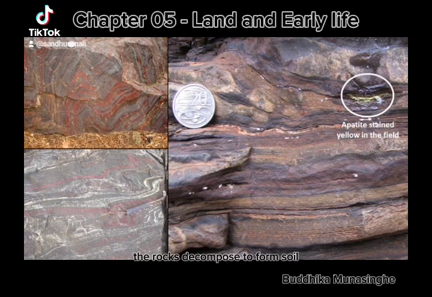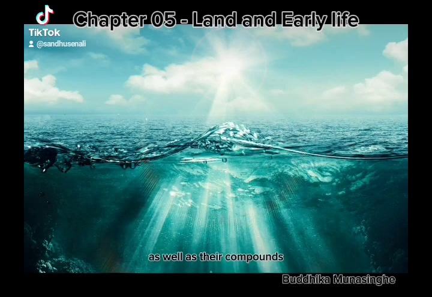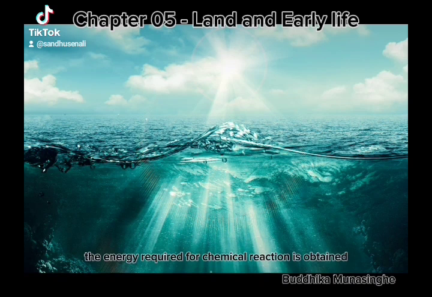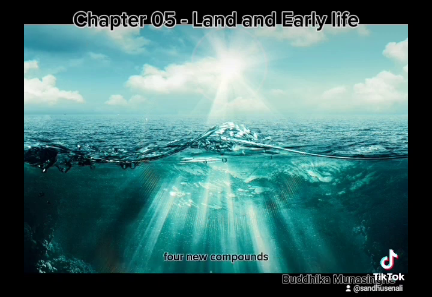By this time, the 92 elements on which the Earth was built, as well as their compounds, had dissolved in the ocean to the maximum extent. It was a chemical solution. When electromagnetic waves from the sun pass through this solution, the energy required for chemical reaction is obtained. Organic and inorganic compounds interacted to form new compounds.